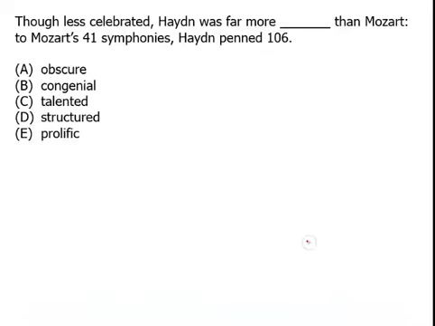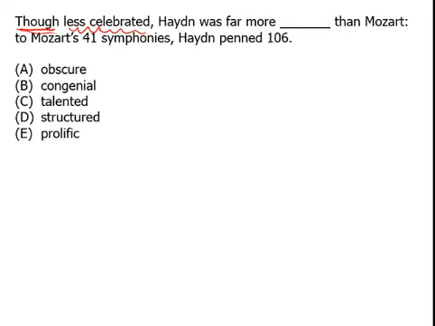In this video, we're going to go through a tricky concept that I call false contrast. What I mean by that is we have a shift word, such as in this case, "though," and instead of being the opposite of the part that comes right after "though," the sentence is about something else. In this case, "though less celebrated, Haydn was far more blank than Mozart."